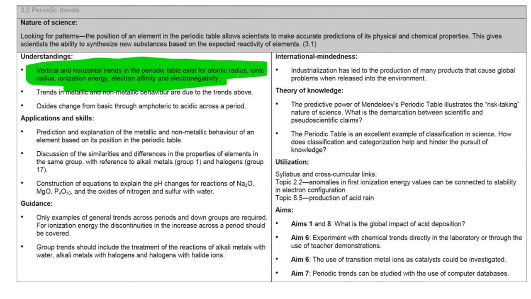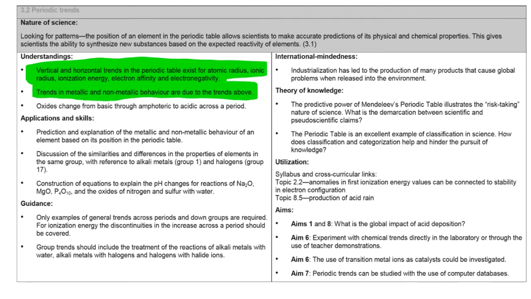So generally, these periodic properties will require another video, but you just have to think about, okay, if I'm going down a group, how is that going to affect the atomic radius? How is it going to affect these? If I'm going from the left to the right of a period, how is it going to affect these properties of the elements? Trends in metallic and non-metallic behavior are due to trends above.